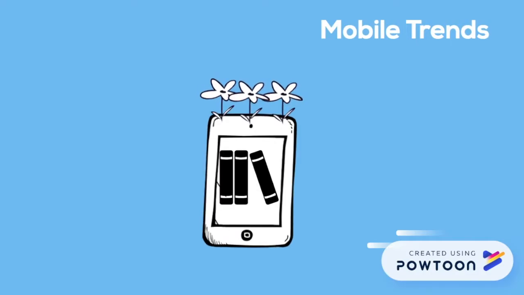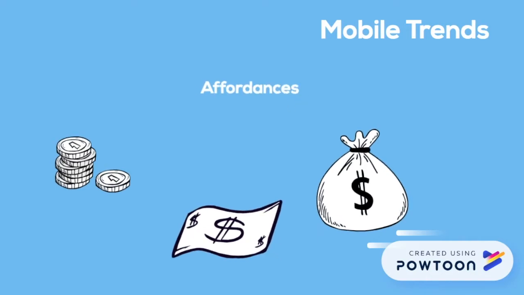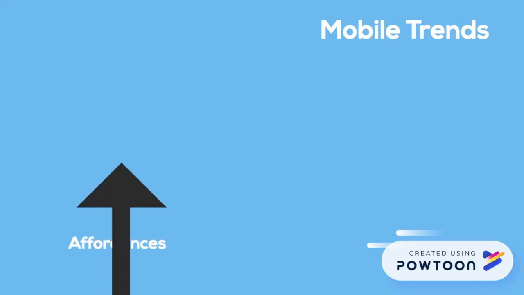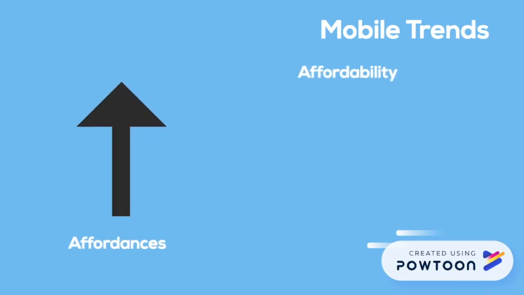Affordability refers to the cost or price of something, while affordances refers to an item's possible uses. Unfortunately, though, with increasing affordances, the affordability of the phone decreases.